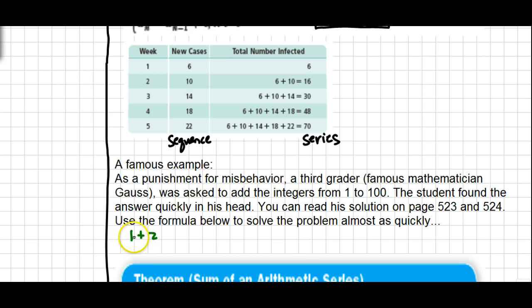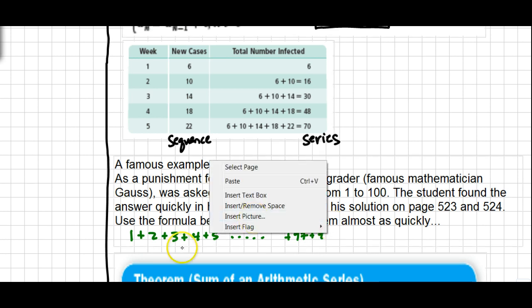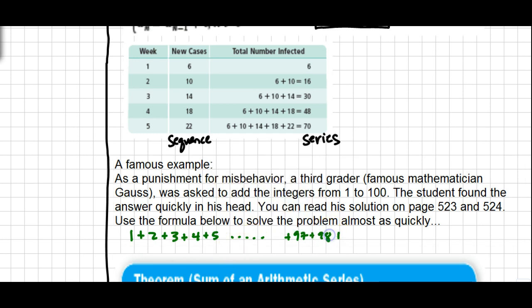which would normally be a student sitting there with their slate, adding up the numbers as they go, and taking a long time to do it. But if you think about the way that Mr. Gauss thought about it, the numbers have a little bit of a pattern to them. So I'm going to just write out a few of the terms here so you can see them.